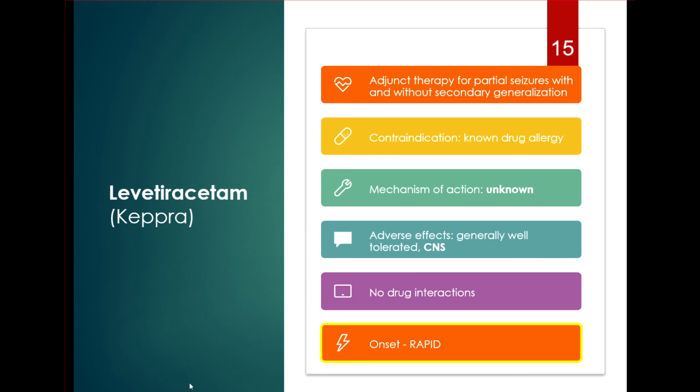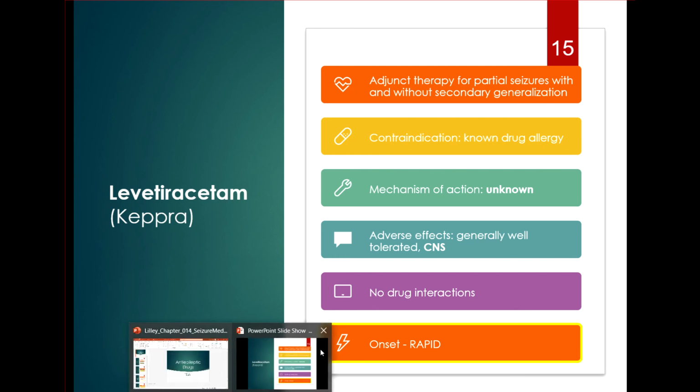But we don't have to do the waiting for it to work game. It has no drug interactions. Yay! And then the onset is fairly rapid. Once they start on Keppra, they tend to get control of seizures pretty quickly. You can see why it's a newer drug, why it's a preferred drug.